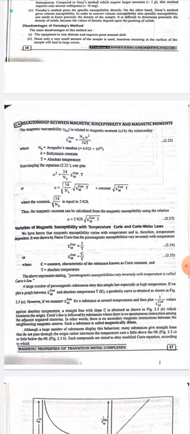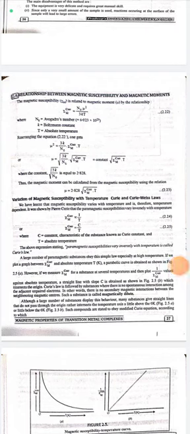Thus, the magnetic moment can be calculated from the magnetic susceptibility using the relation μ = 2.828 √(χm T). Variation of magnetic susceptibility with temperature, Curie and Curie-Weiss law.